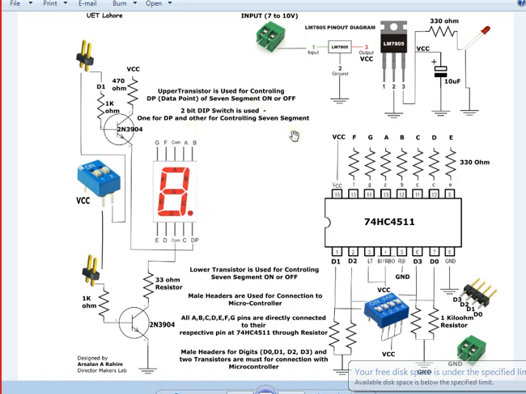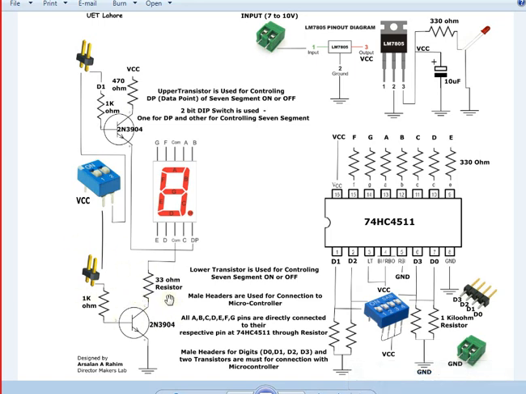I have written some statements over here, so let me read about the upper transistor. This one is used for controlling the DP, the data point, of the 7 segment on or off. The 2-bit dip switch, just like over here, the blue one, is used: one for DP, the other for controlling the 7 segment. So this one you can take as the master. This one is just controlling the DP, but it will not control the DP unless this is turned on. So this is actually the main transistor.